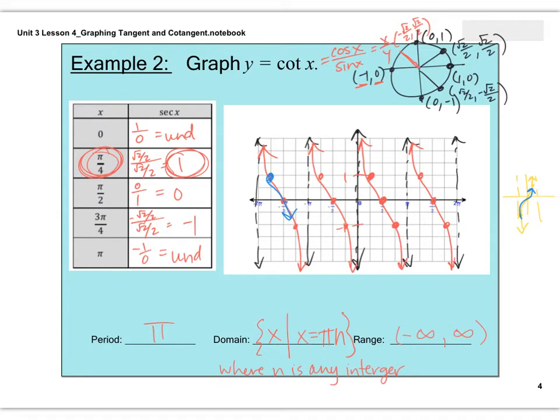I also want you to think about the asymptotes. On tangent, the vertical asymptotes went at negative pi over 2 and positive pi over 2. They kind of straddled the y-axis. Where with cotangent, the vertical asymptotes go right at 0 and pi and 2 pi. So if you can remember that, that's helpful as well.